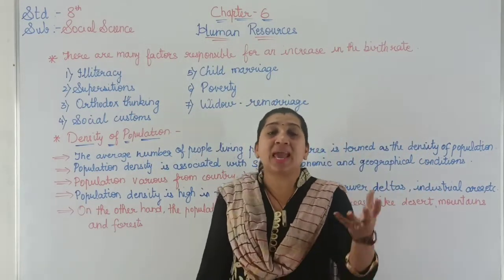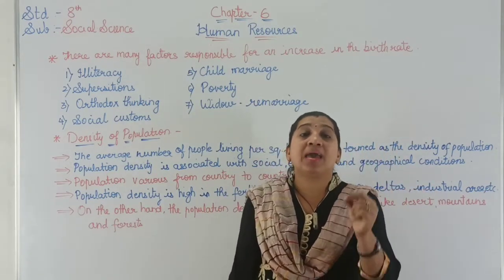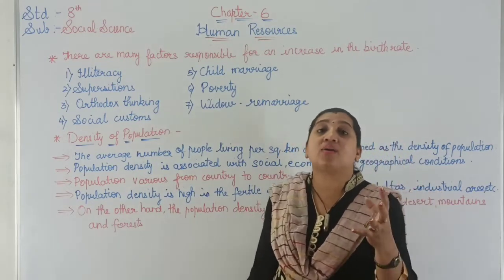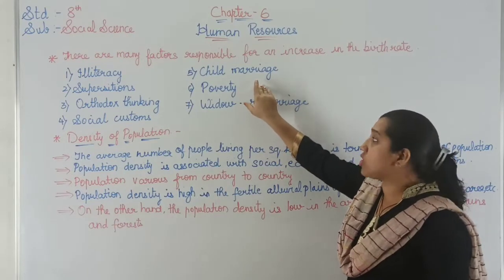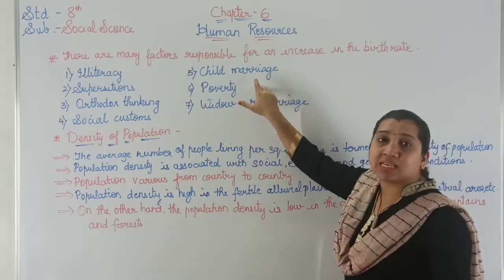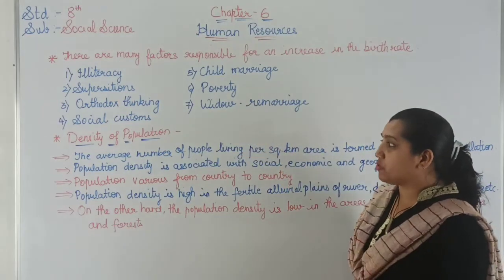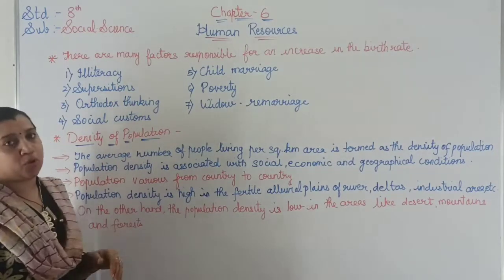During the early ages there were child marriages. Now it has become compulsory by an act of the government that a girl should be a minimum of 18 years and a boy 21 years to marry. Poverty is also a big issue for our country India, and so is widow remarriage.